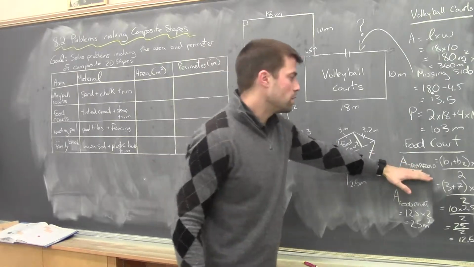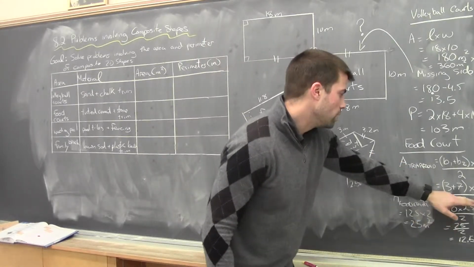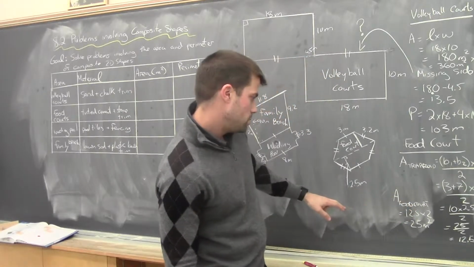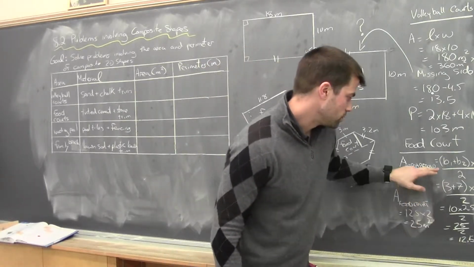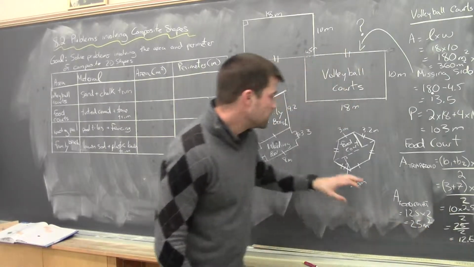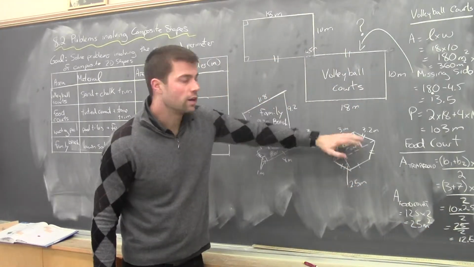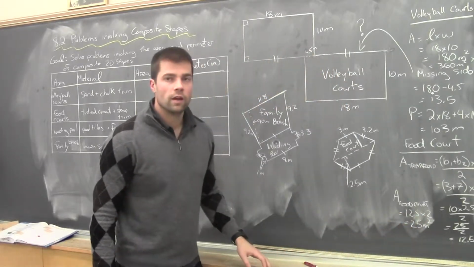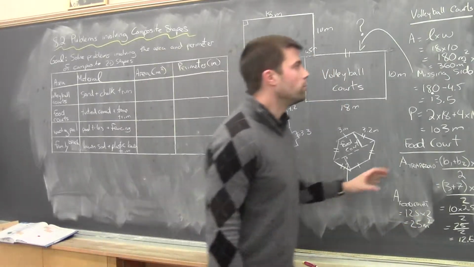So we use the area of a trapezoid formula. We figure out that the area of the trapezoid is 12.5. Just follow this down here, 12.5. So the total area of the food court is 2 trapezoids, 12.5 times 2 is 25. Any questions? All right, moving right along.